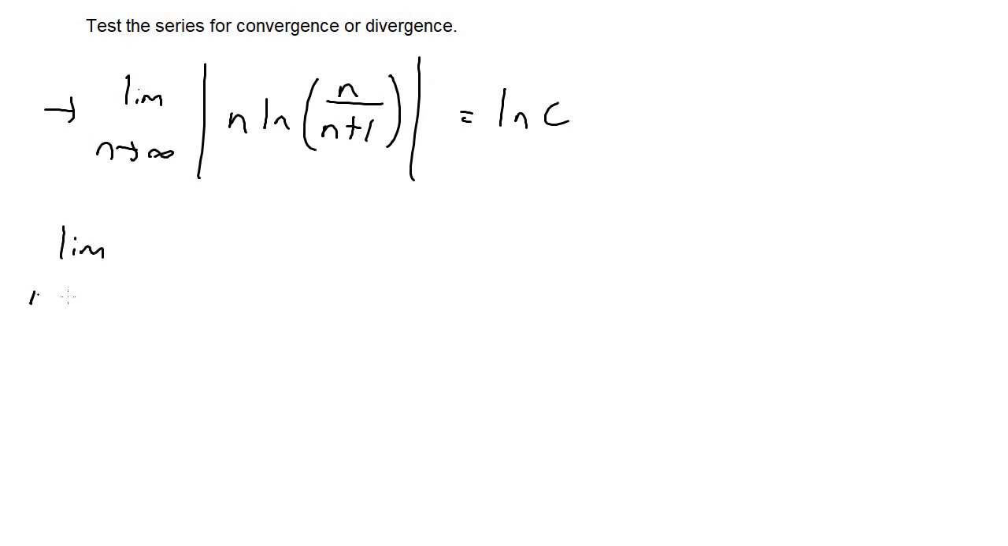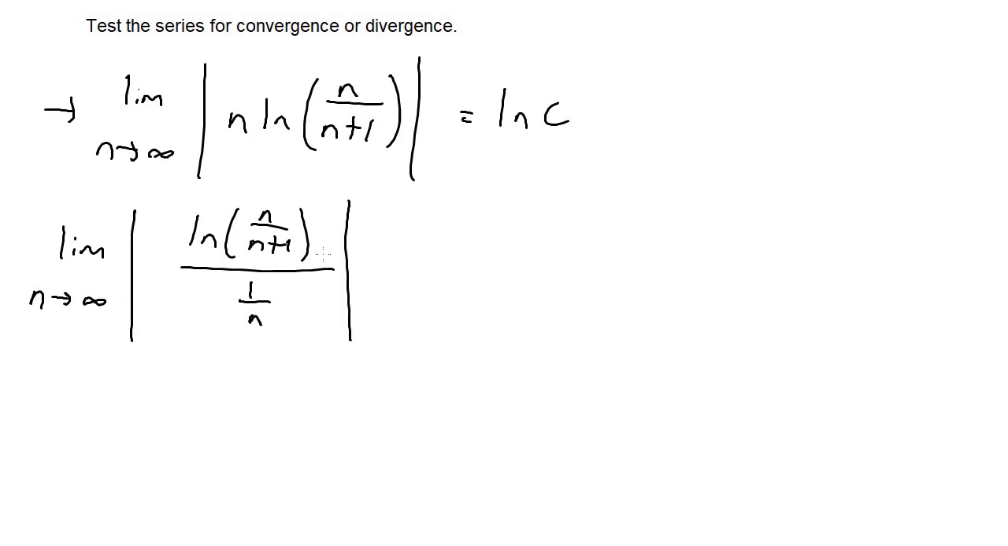So if I go ahead and rewrite the limit as n approaches infinity, absolute value, now I'm going to go ahead and rewrite what's inside the absolute value as ln of n over n plus 1, and I'm going to divide that by 1 over n. Now because we have two functions, one function being divided by another, we can take the limit of each individual function.